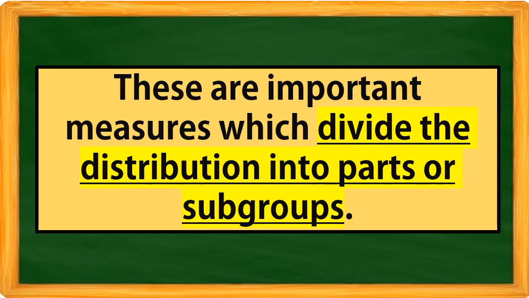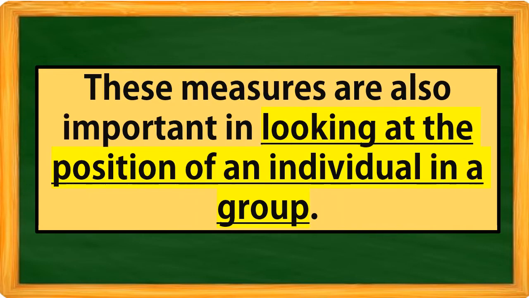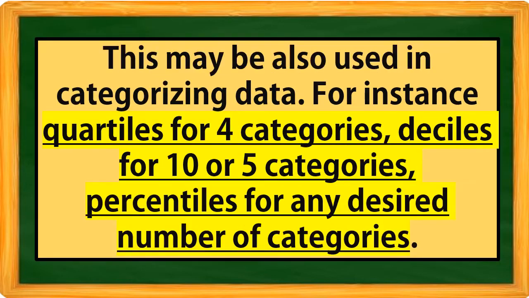These are important measures which divide the distribution into parts or subgroups. These measures are also important in looking at the position of an individual in a group. This may also be used in categorizing data, for instance, quartiles for 4 categories, deciles for 10 or 5 categories, percentiles for any desired number of categories.